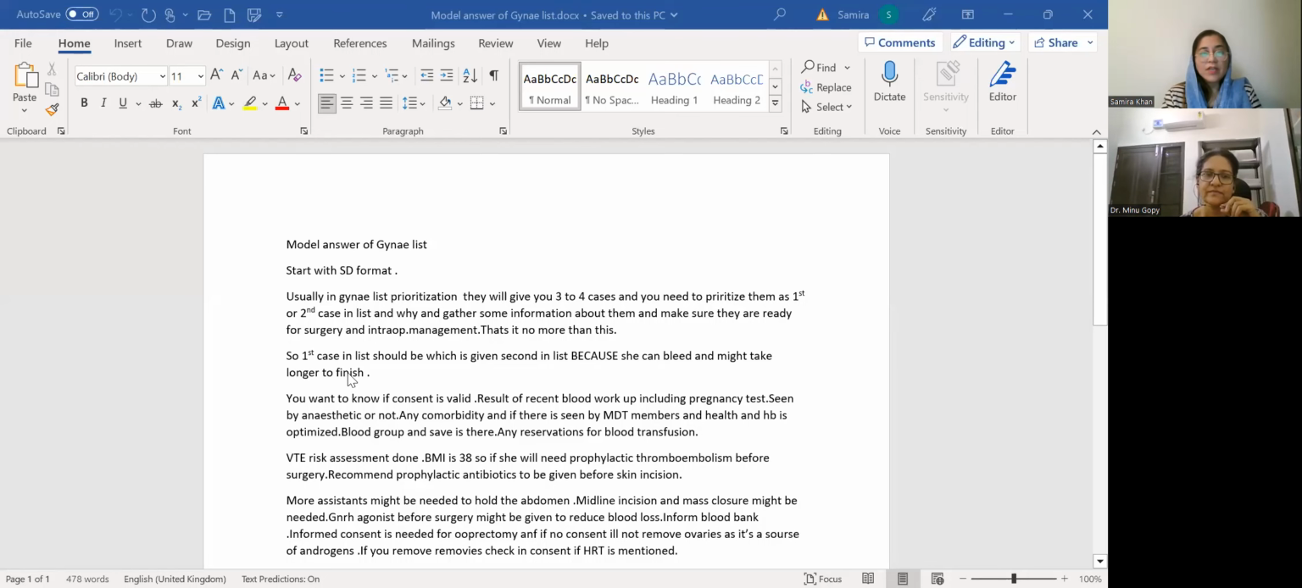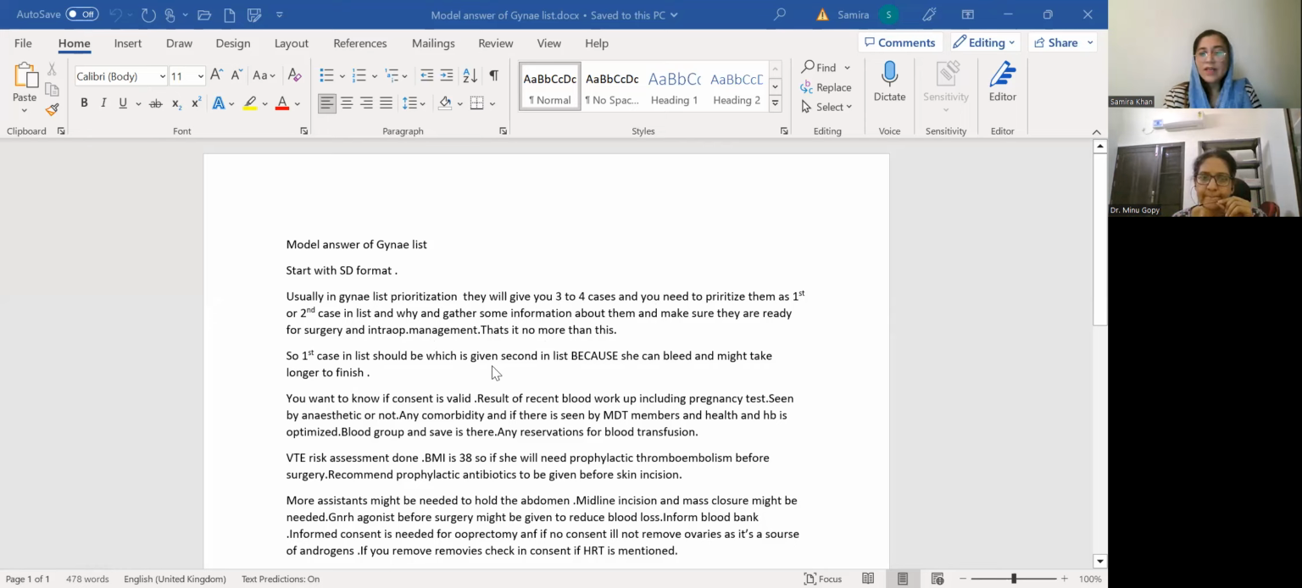So it's a passing station for you too. So let's see. Usually in gynae ward prioritization, they will give you 3 to 4 cases, and you need to prioritize them, that this is the first, second, third, and you will need to gather information about them. Maybe you need to know a little bit more about them from their case notes, and then you prepare them for surgery. And also you will talk about intra-op management. Okay. So not more than this, that's it.